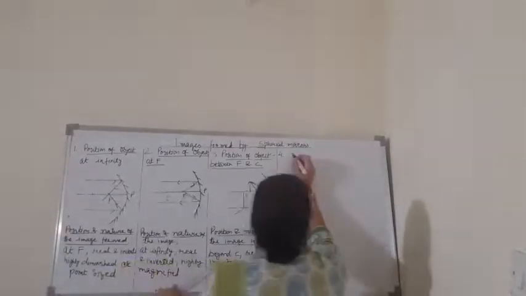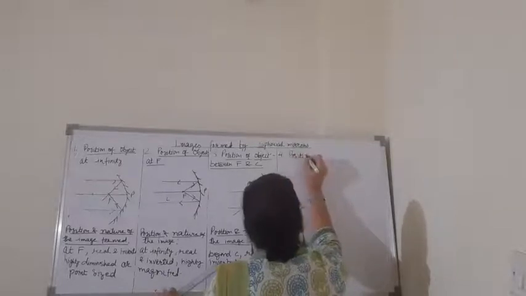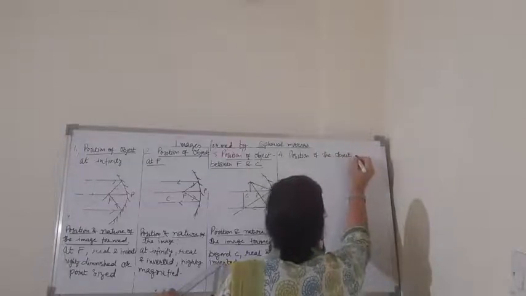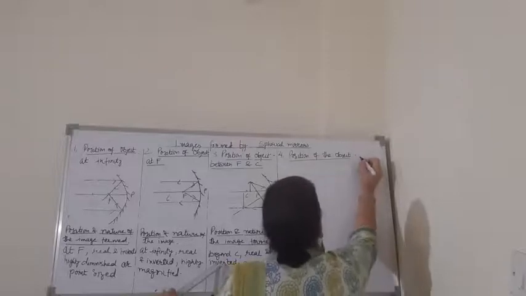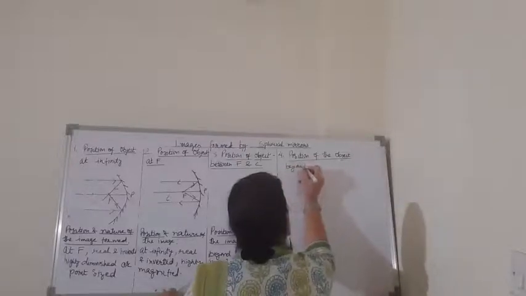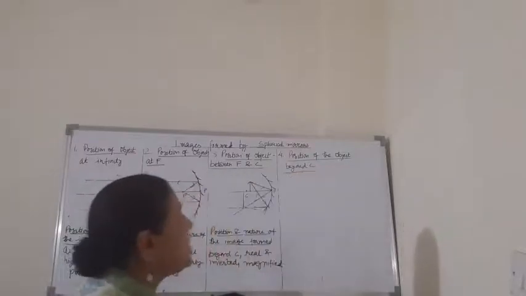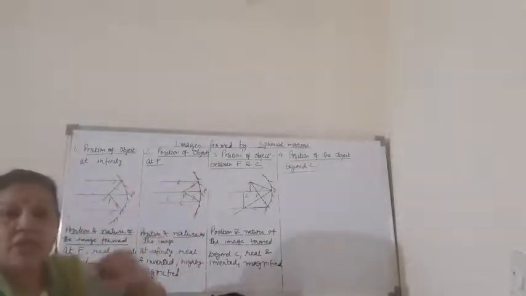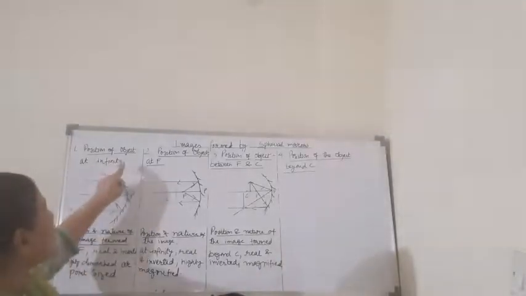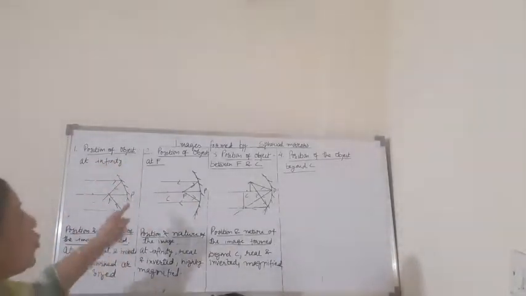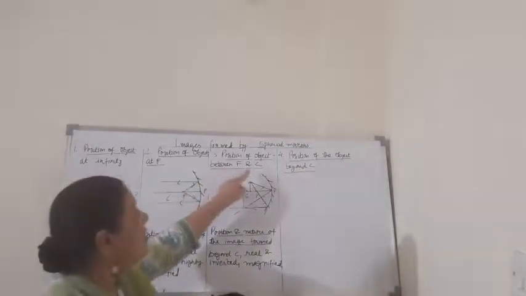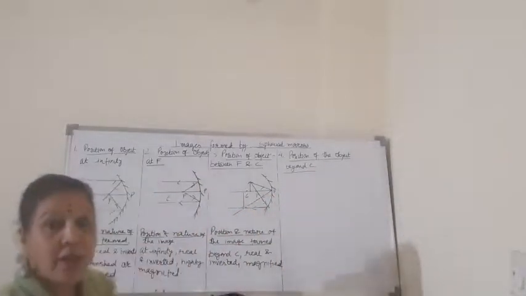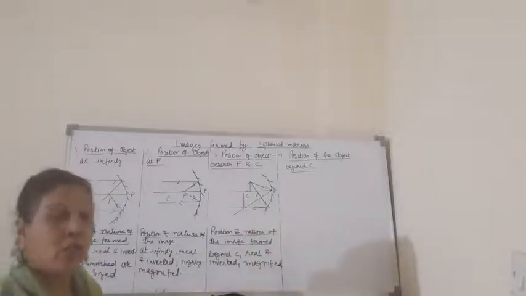So when the position of the object is beyond C. See students, just notice one thing. What different positions have I taken? One, when the position of the object is at infinity. Two, when it is at F. Three, when it is between F and C. And fourth, when the object is beyond C. And why have I taken it this way? Because it's easier to recollect or remember.